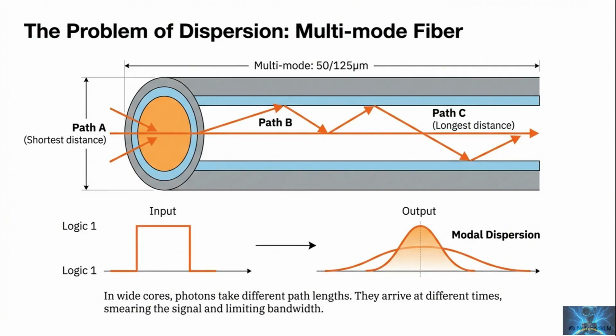The problem of dispersion. Multi-mode fiber. Here is why fiber design matters. In multi-mode fiber, the core is large enough that photons can travel multiple paths. Some rays take a short, straight path, and others bounce more and travel a longer path. That means they arrive at different times. The result is pulse spreading, also called modal dispersion. Your clean digital 1 gets smeared out in time, limiting bandwidth and limiting distance. Multi-mode still has a place, especially for shorter distances and certain installations, but the dispersion mechanism is the built-in constraint.